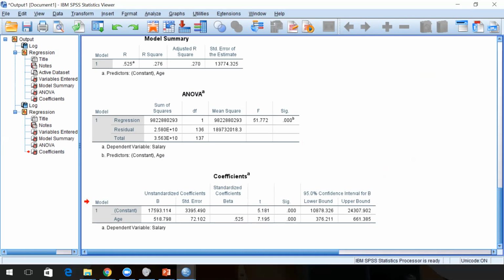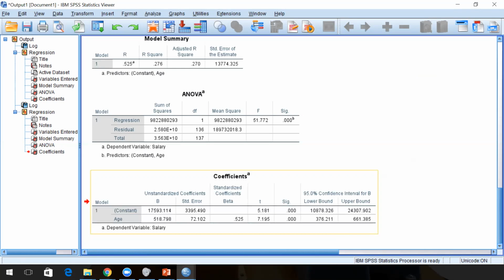Personally, I like the confidence intervals. I like to interpret them. I think they're more useful than just looking at significance, because they really give us a range of what to expect in the population, which the significance by itself really doesn't. And so we get a 95% confidence interval for age, a lower bound of 376, and an upper bound of 661. I'm rounding.